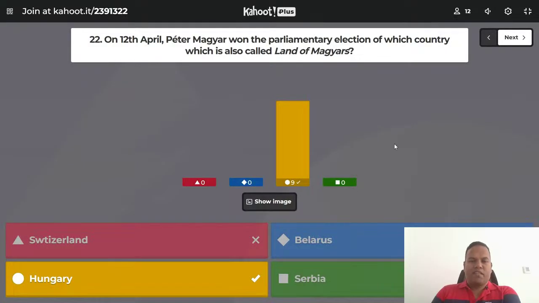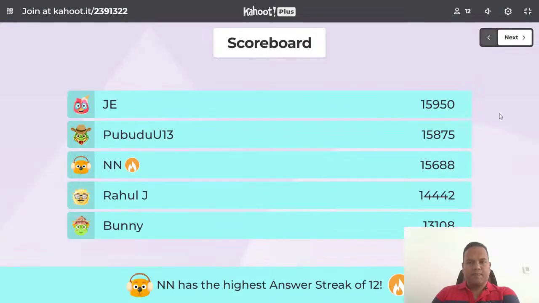And if you're a football fan, definitely you'll be knowing the mighty Magyars, the 1950s, 1954 times. Hungary was a really excellent football team, and I believe the Puskas Award is given for the best goal of the year. Puskas was a Hungary player. They had a super team in that period, and it is indeed Peter Magyar who won the election in Hungary on 12th April this year. Well done to the nine who got it.